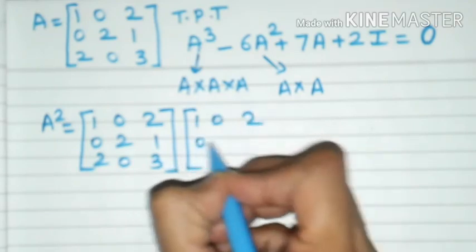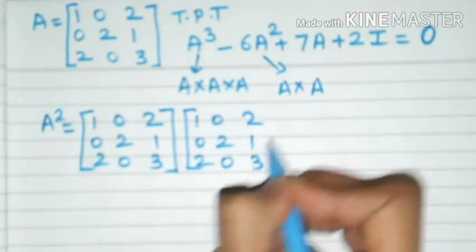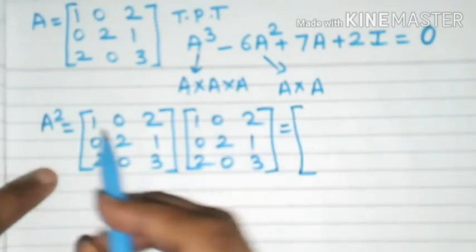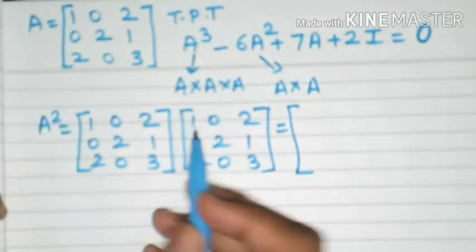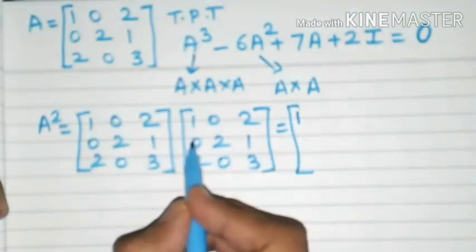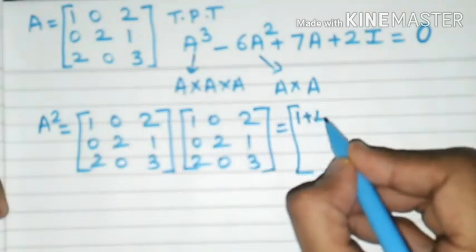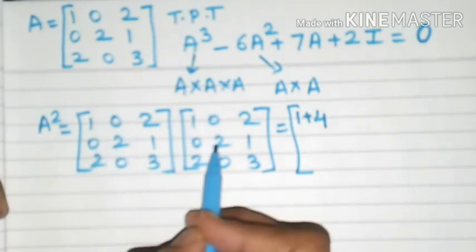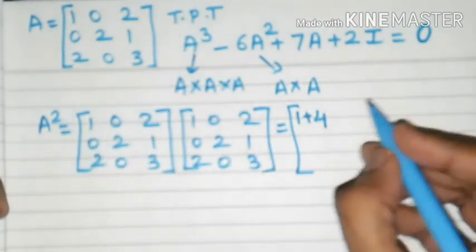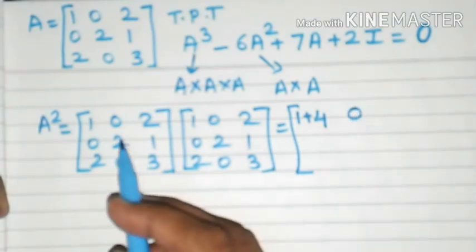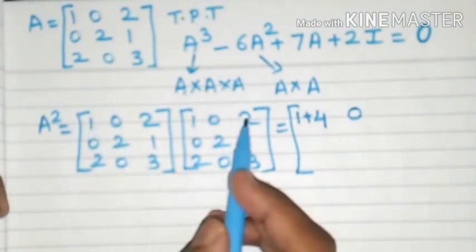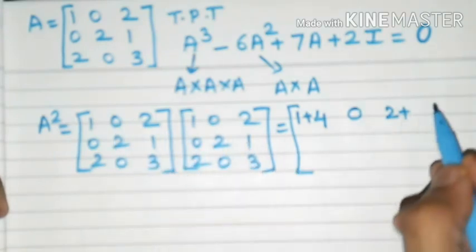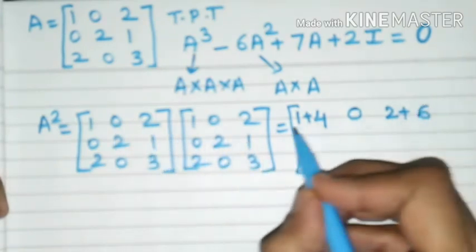1, 0, 2, 0, 2, 1, 2, 0, 3. So when we multiply these two matrices, we will get the first row, first column. So 1 into 1 plus 0 into 0, which is 0, plus 2 2s are 4. First row, second column. So 1 into 0 plus 0 into 2 is 0. 2 into 0 is also 0. So the first row, second column is 0. Then the first row, third column will be 2 plus this 0 into 1 will be 0, plus 2 3s are 6. This is the first row.